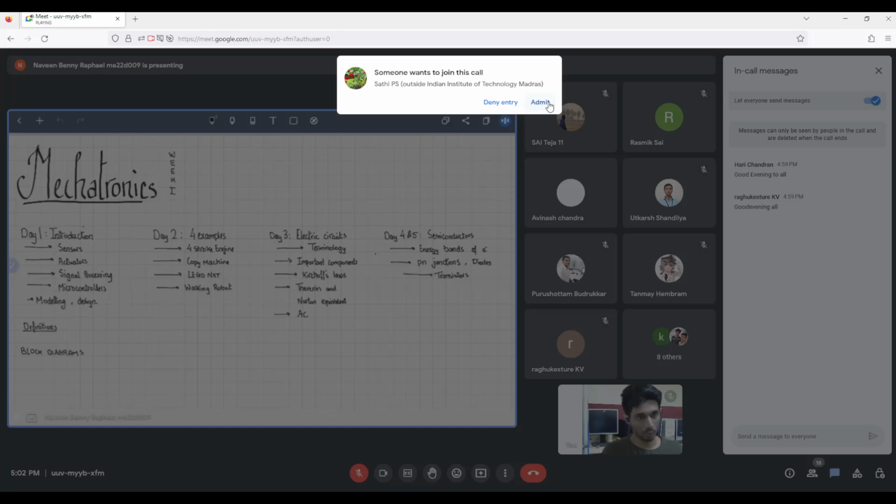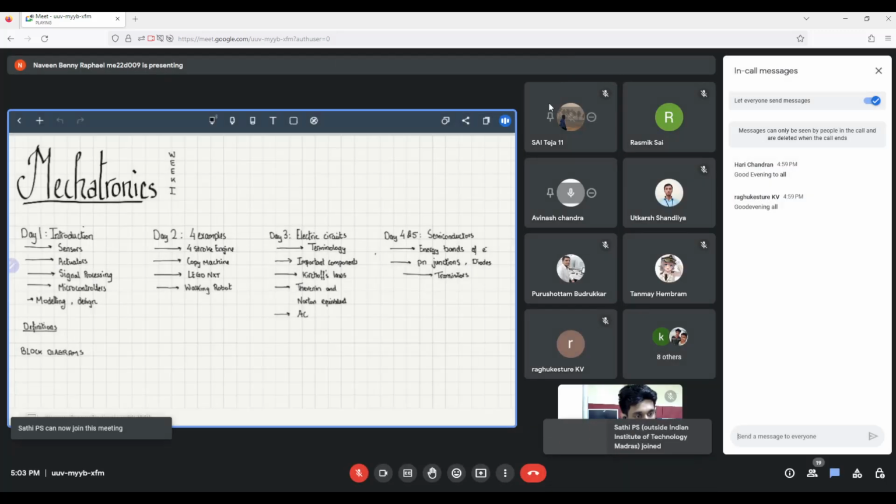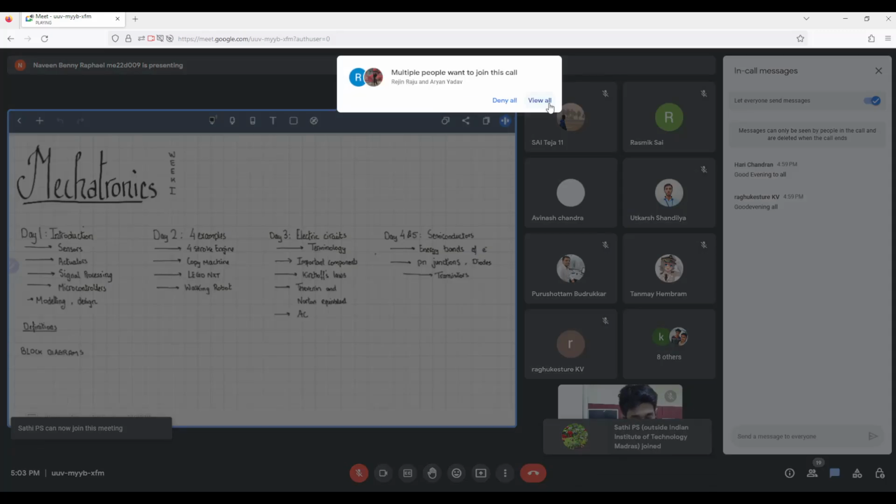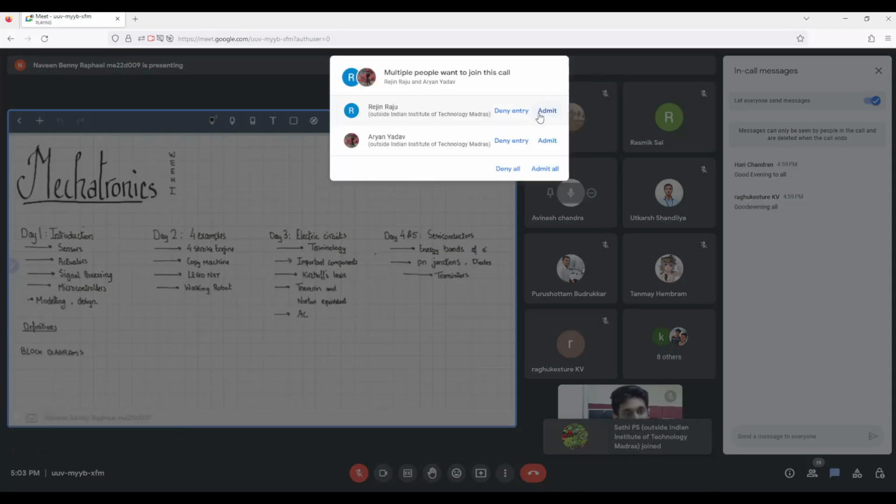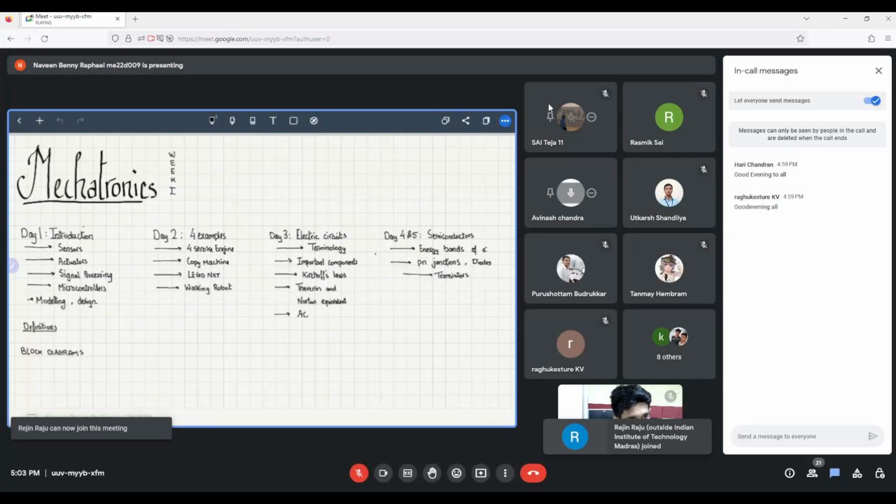Most of the things in week one, day one, were mainly definitions. A very important thing about lecture one was the introduction of block diagrams. Is there any question regarding what happened in the first day? Okay, it's fine if there are no questions.